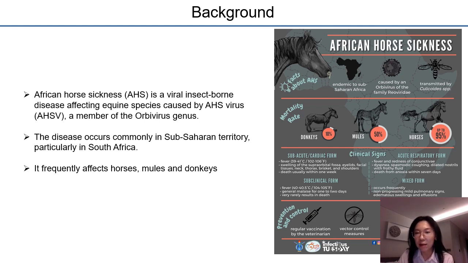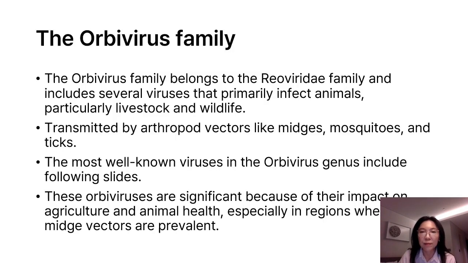African horse sickness, in the slides, looks like that. Donkeys are affected at about 10% and mules 50%. Horses, almost up to 95%, can be affected once the AHSV arrives in that region.